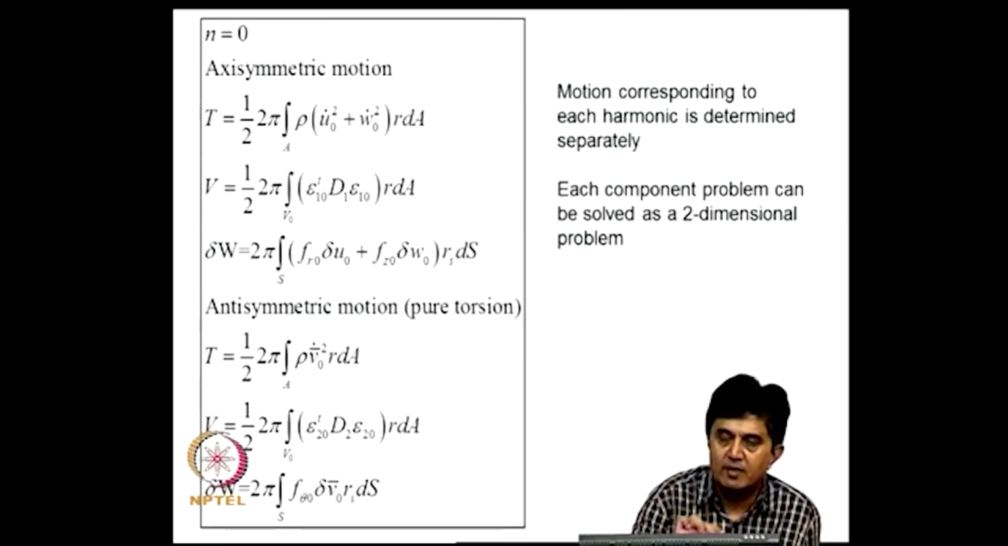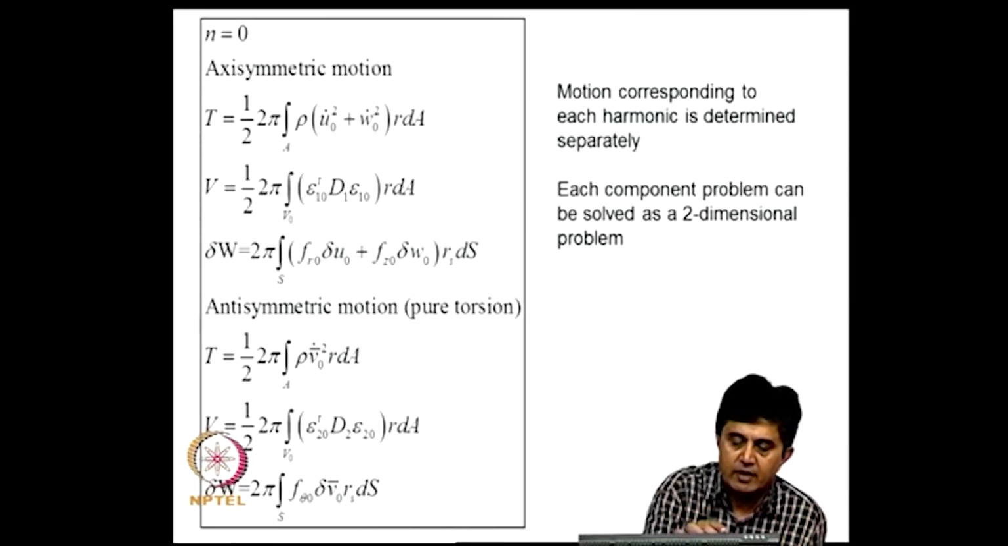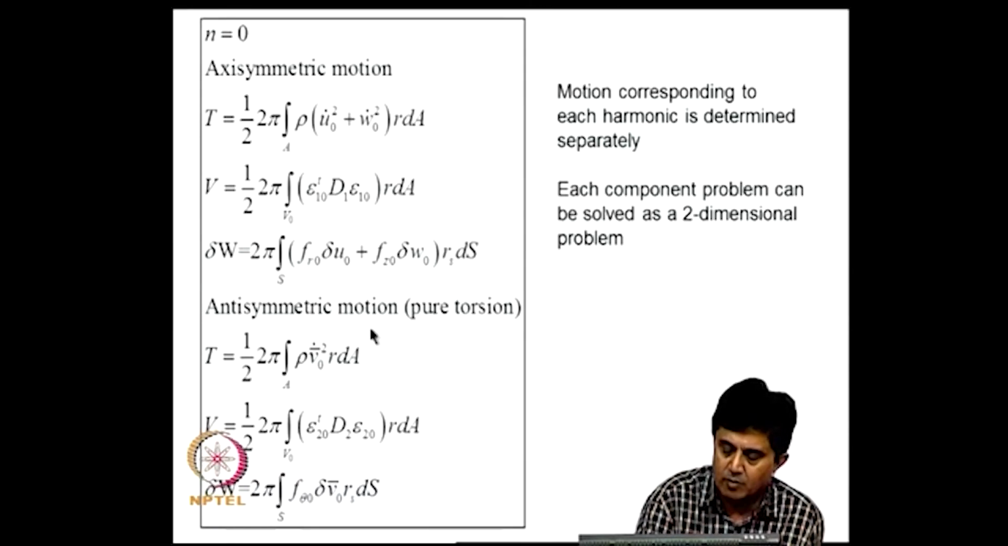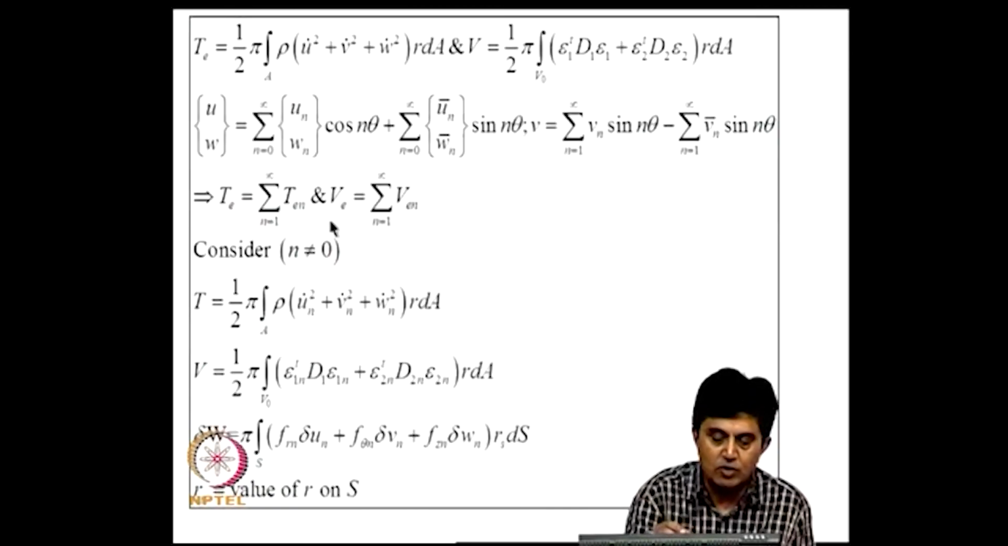Now, the axisymmetric motion, that is, the n equal to 0 term, needs to be handled separately, and it has axisymmetric and anti-symmetric motion. This is pure torsion, and this consists of these terms. That is, n equal to 0 is done separately.